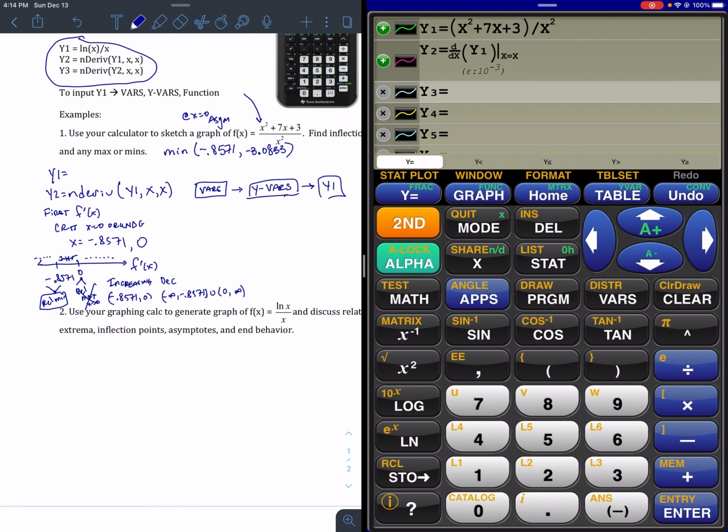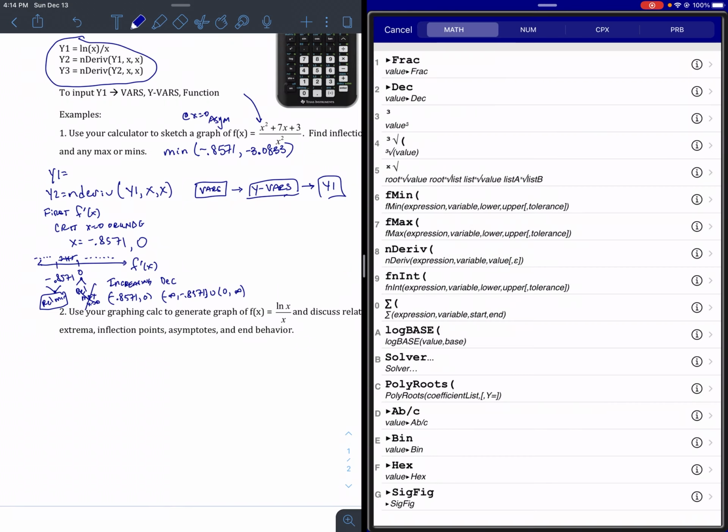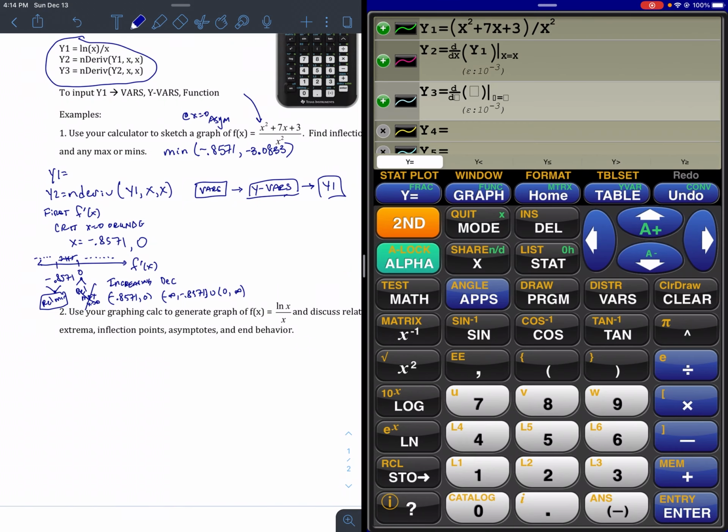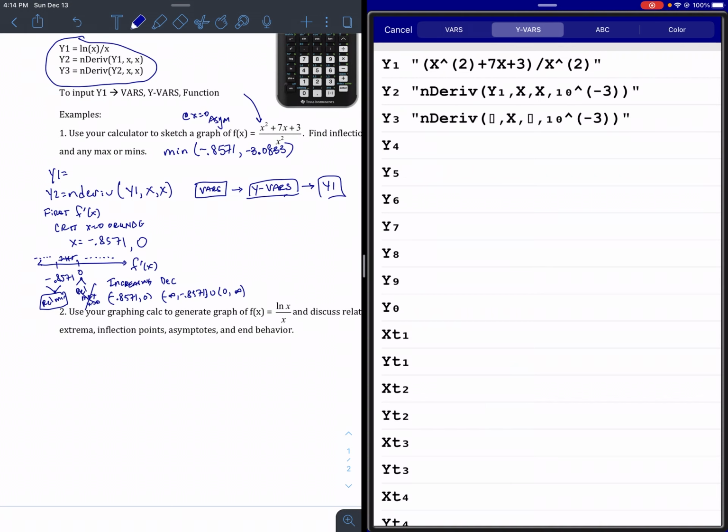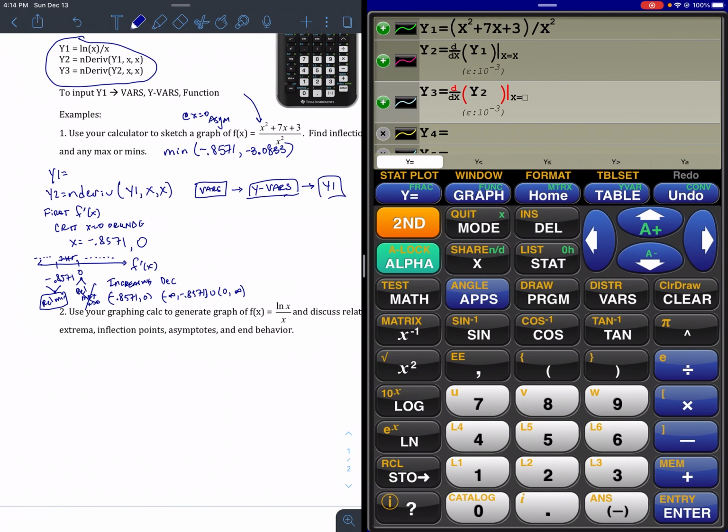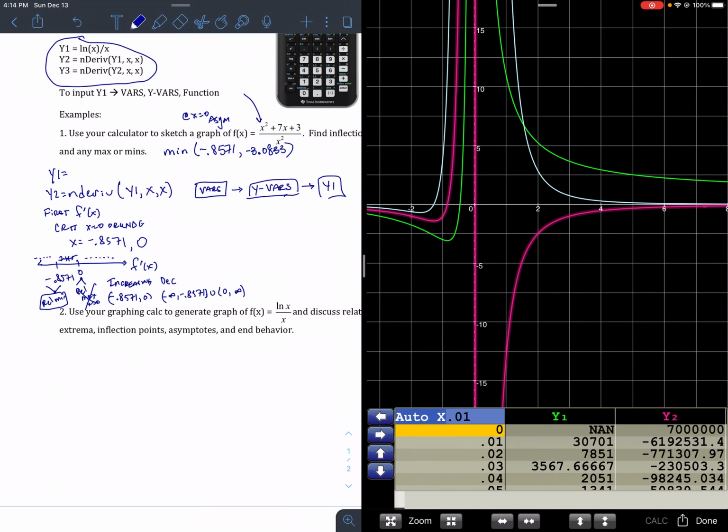So same process. We're going to go math. We're going to choose n derivative with respect to x. And now I want to put in y2 right there. So vars, y vars, and I will choose the y2 equation. And then I want this with respect to x, obviously, at every x value. So I hit, now this one's going to be a different color, I hit graph, and I've got that blue one.